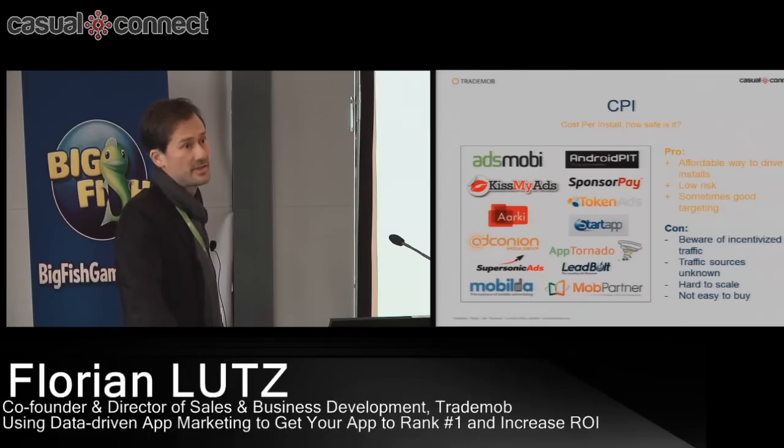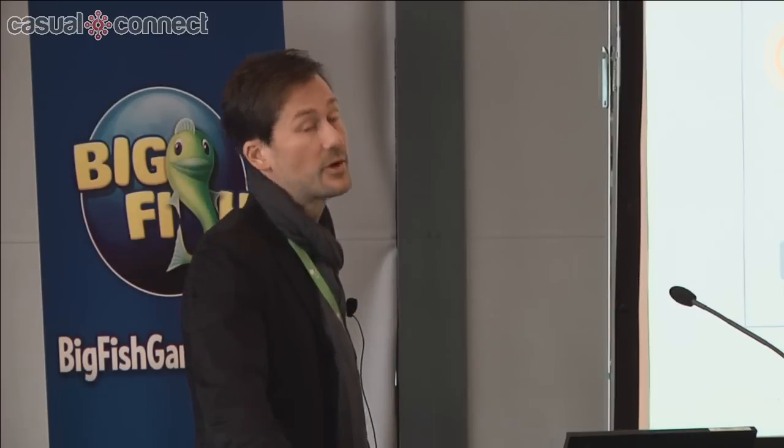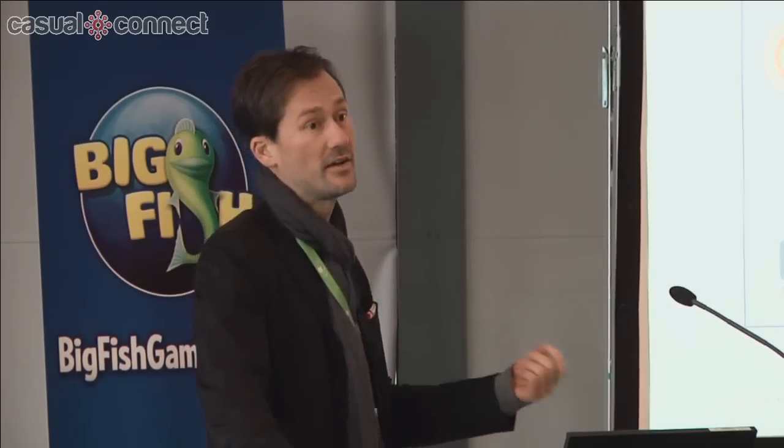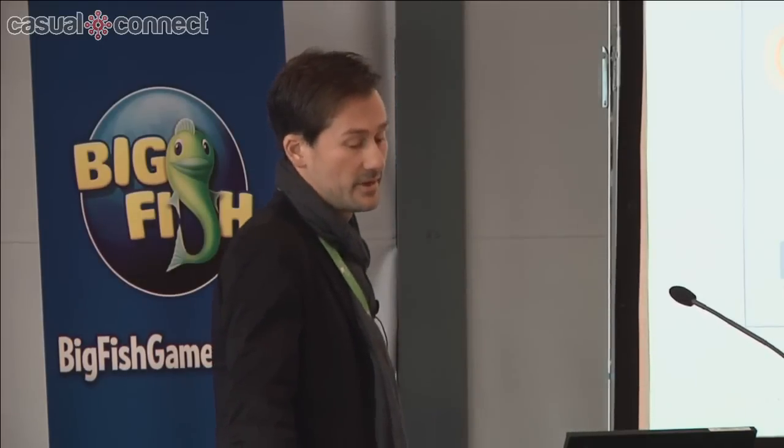But the biggest problem we're seeing with CPI networks is that it's very hard to scale. So the volumes you can drive using CPI networks is still very low. So what we're doing in order to improve that situation is we're plugging in not with just one, but with all of them. And we just have one SDK that helps you to use all different CPI networks, and that makes your life much easier.